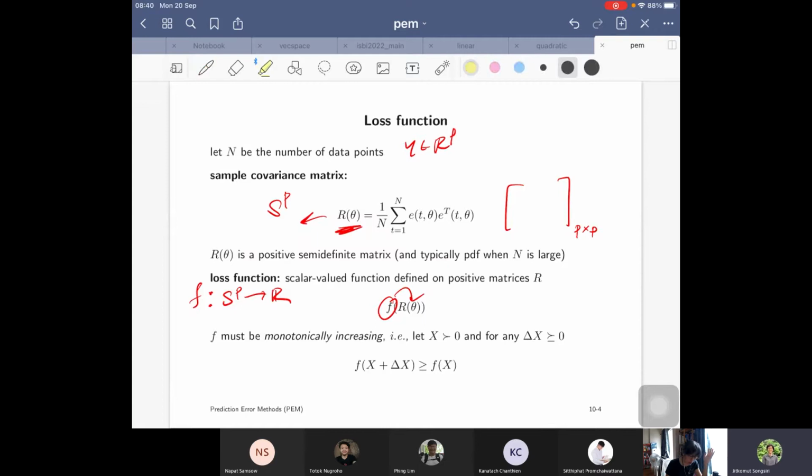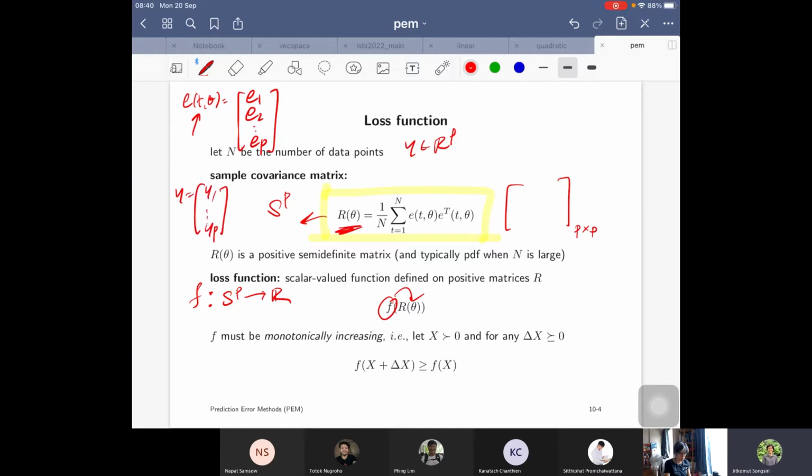At this point, you have created a sample covariance matrix, and the meaning. Let me break it down. Suppose your E at time t has E1, E2, up to EP. Each E_i is the error of the ith component of y. Remember that your y can be MIMO, right? So you have y1 up to yP.